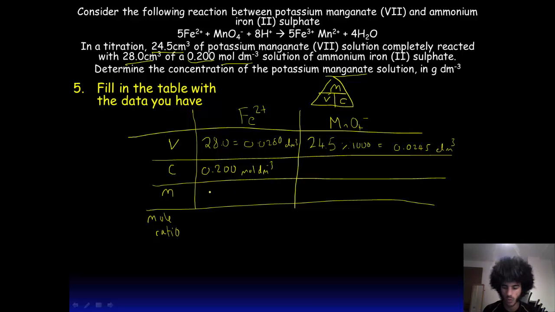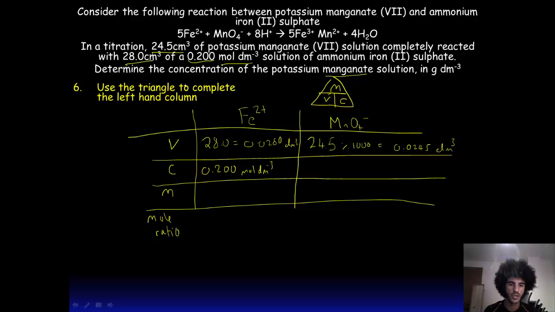Now we have to work out the moles. So, use the triangle to complete the left-hand column. I want to work out moles. Have a look at my triangle and cover moles with my little cursor. It's volume times concentration. So effectively, it's these two numbers multiplied together. So 0.0280 multiplied by 0.200, and that equals, I'll just put on my calculator. So 0.028 times 0.2 gives me 0.0056.